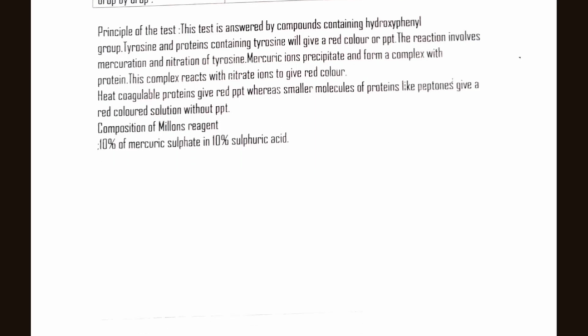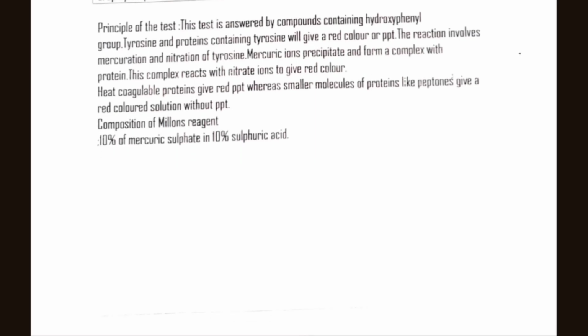What is the principle of this test? This test is answered by compounds containing a hydroxyphenyl group. Tyrosine and proteins containing tyrosine will give a red color precipitate. The reaction involves mercuration and nitration of tyrosine. Mercuric ions precipitate and form a complex with protein. This complex reacts with nitrite ions to give red color. Heat coagulable proteins give a red precipitate, whereas smaller molecules of protein like peptones give a red colored solution without precipitate.